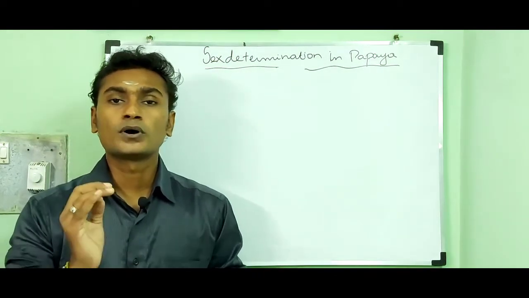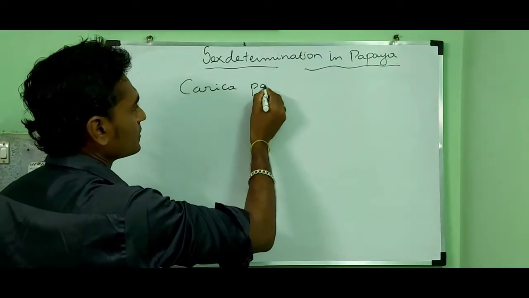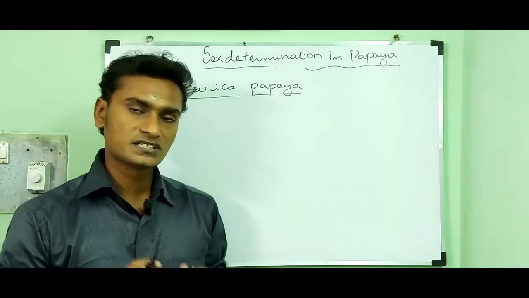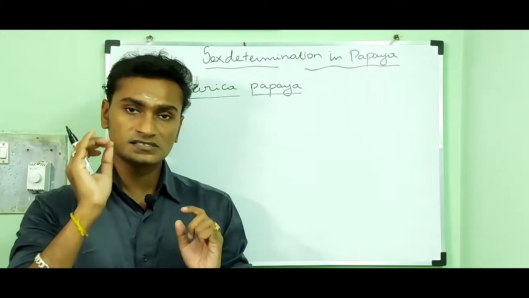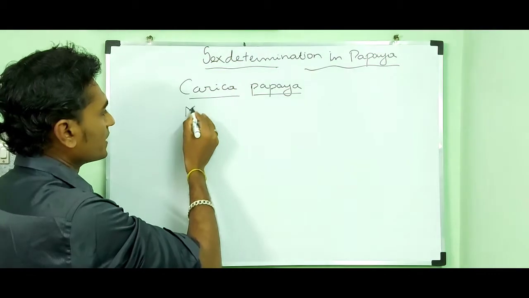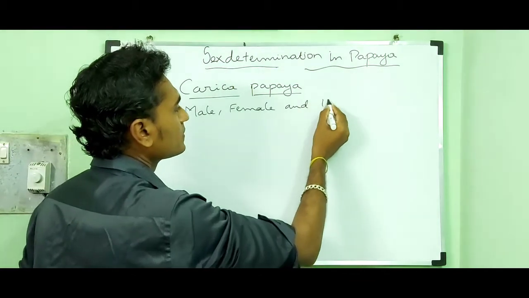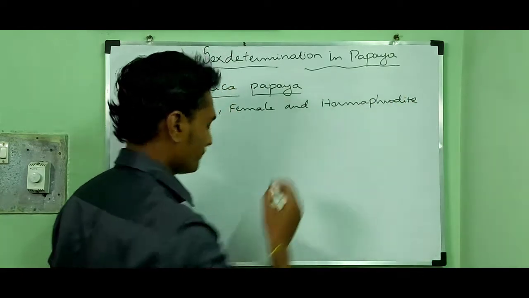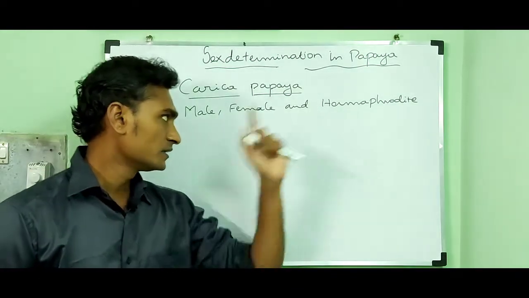Carica papaya is a polygamous plant. Carica papaya is the binomial name of the papaya plant. So Carica papaya is a polygamous diploid plant species with three basic sex types. They are male, female and hermaphrodite.